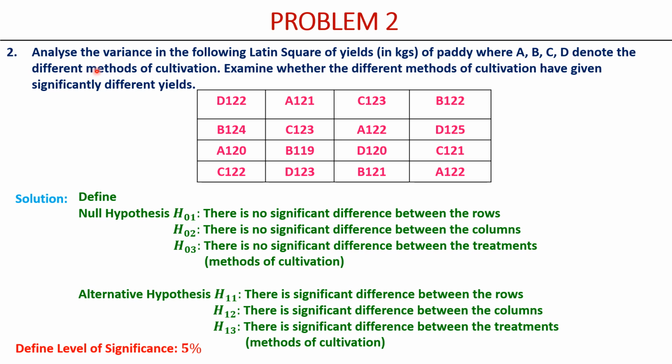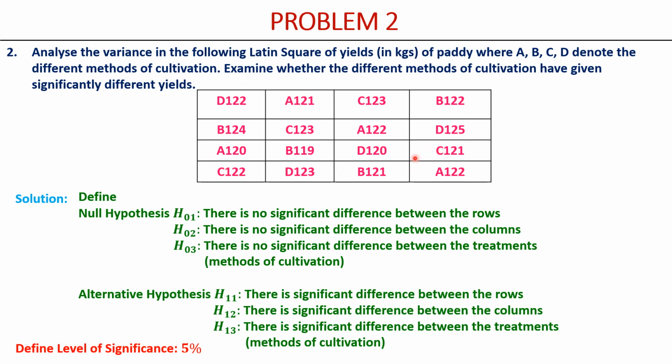Reading the question: analyze the variance in the following Latin square of yields of paddy, where A, B, C, D denote the different methods of cultivation. Examine whether the different methods of cultivation have given significantly different yields. So he says analyze the variance in the following Latin square of yield. So what is given to us is the yield of paddy, and ABCD is the treatment that is applied. Treatment is nothing but here different methods of cultivation. Whereas we do not know what these rows represent or columns represent.